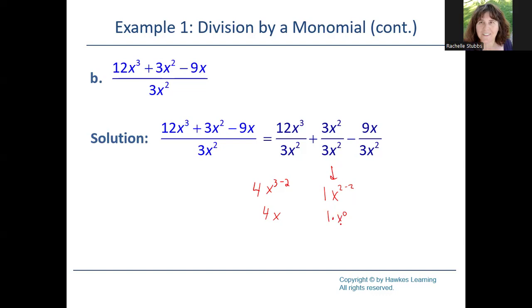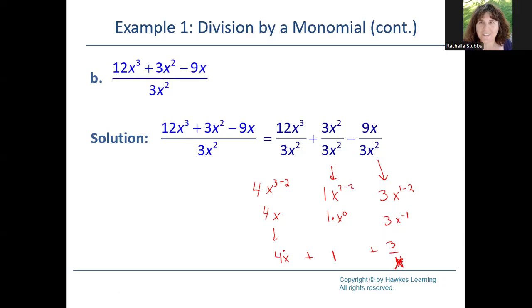And what is x to the 0? It's just 1. That was 1. And over here, what do we get? Well, we get minus, let's see, 9 and 3, we get 3 on the top, right? And we get x to the 1 minus 2, or x to the negative 1, but we can't have negative 1, so we just get 3 over x. And so our answer becomes 4x plus 1 plus 3 over x.